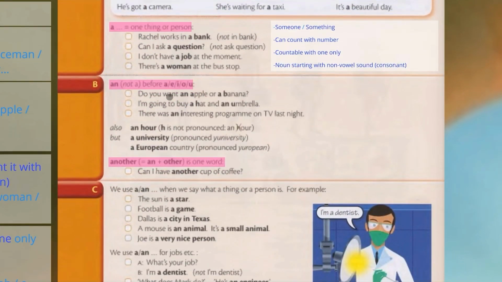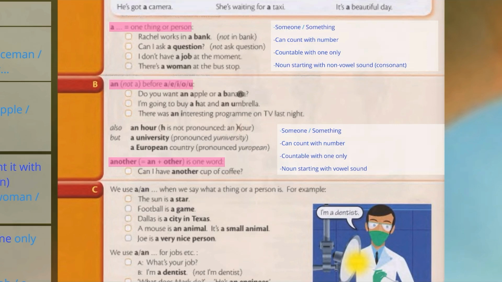Some nouns start with a vowel sound: a, e, i, o, or u. We must use the article an. They must be someone or something. They can come with a number. They have only one. And these nouns start with a vowel sound, a, e, i, o, u. So we must use the article an. For example, apple, a. So we must use the article an and say an apple.